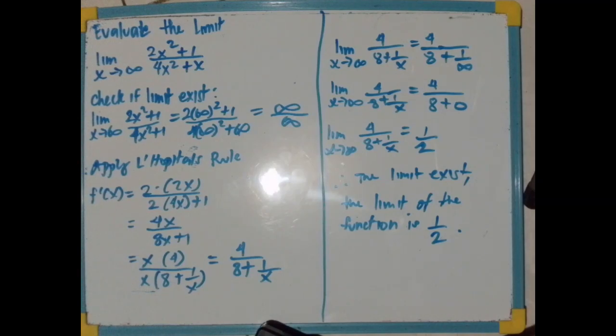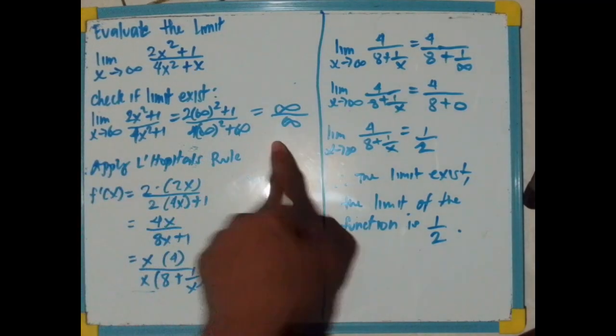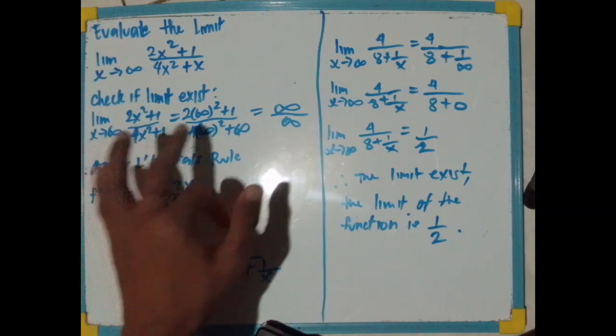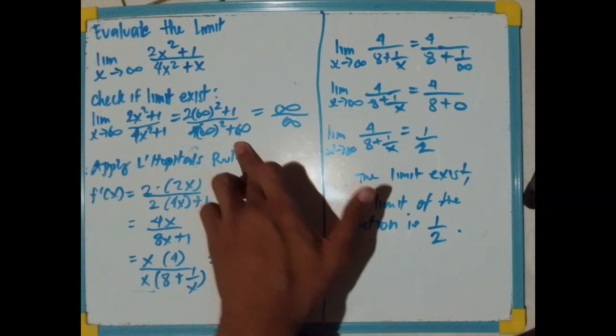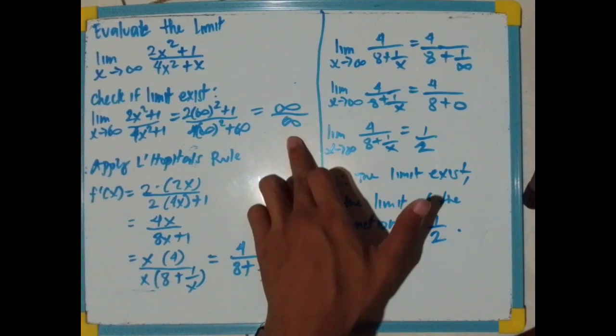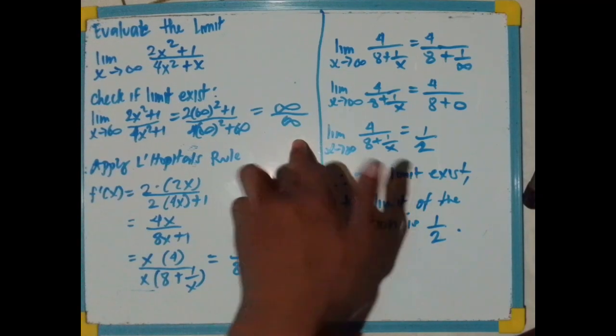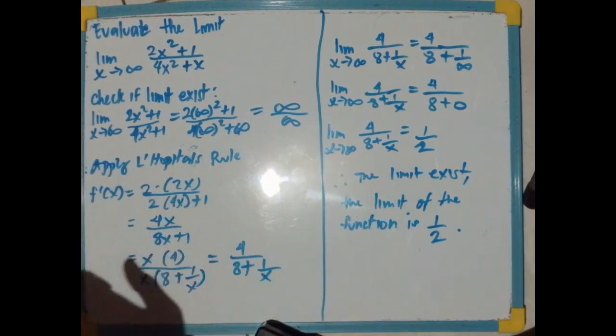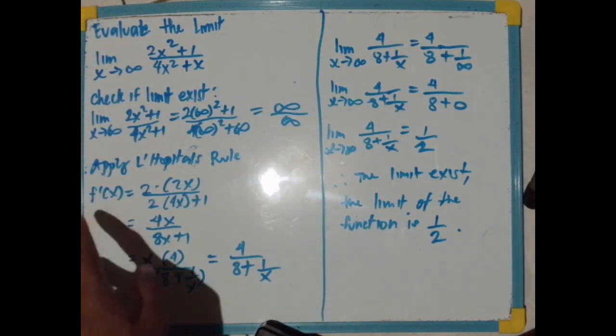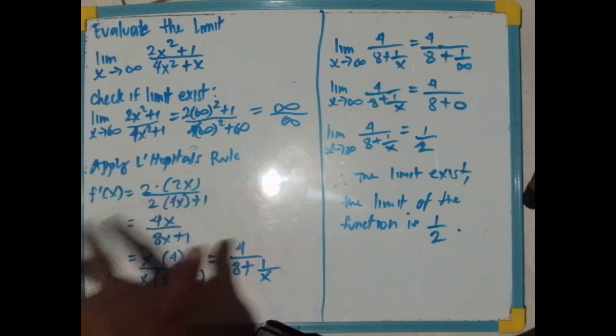For this item, we're going to evaluate the limit of 2x squared plus 1 all over 4x squared plus x as x approaches infinity. First, we check if the limit exists through direct substitution. So we substitute infinity into the function, then we get an indeterminate form of infinity over infinity. Since it's indeterminate, we can apply L'Hopital's rule.